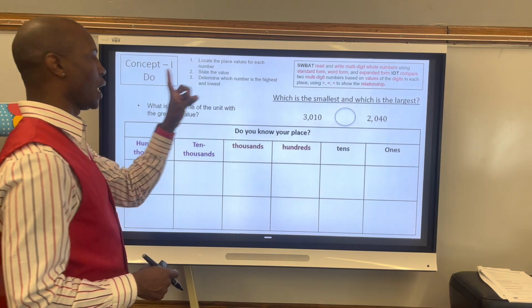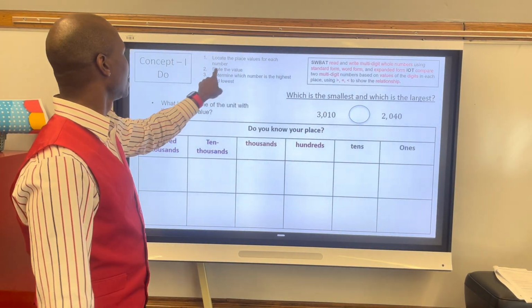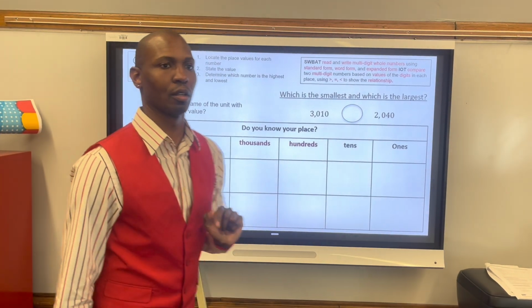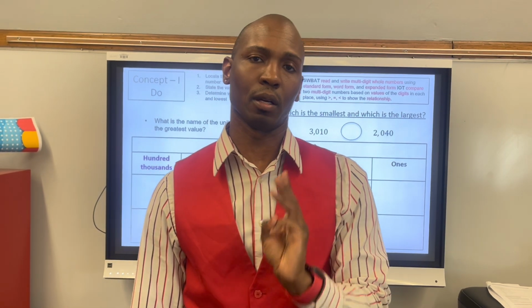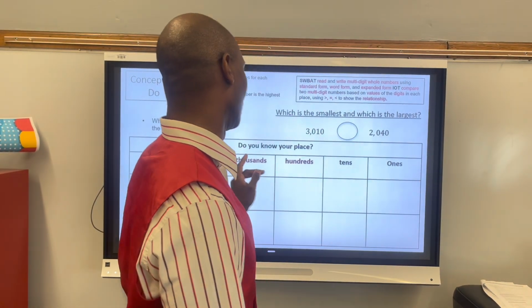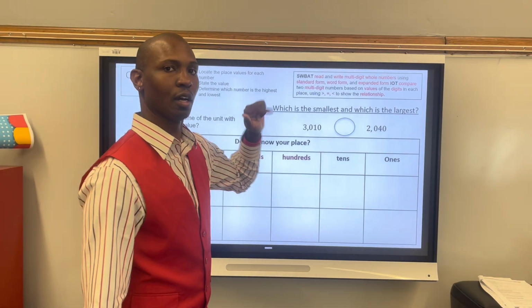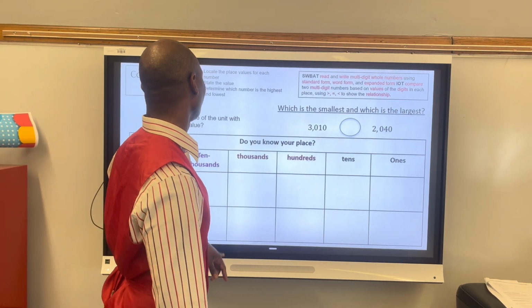Locating the place value is still going to be one of the priorities we need to do. Then stating the value, and then determining which number is highest to lowest. And the next thing is we're going to have to be able to compare and contrast those numbers to see which one. So that's why I said determining which number is the highest and the lowest of the two is our comparison. And we'll use our comparison circle for that.